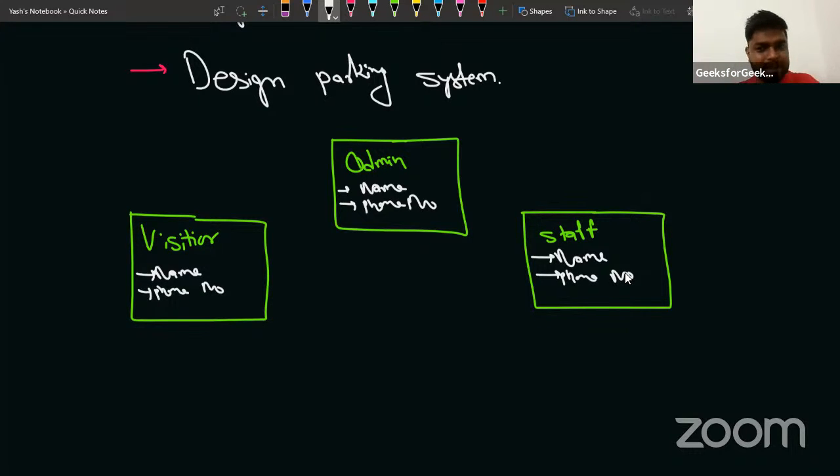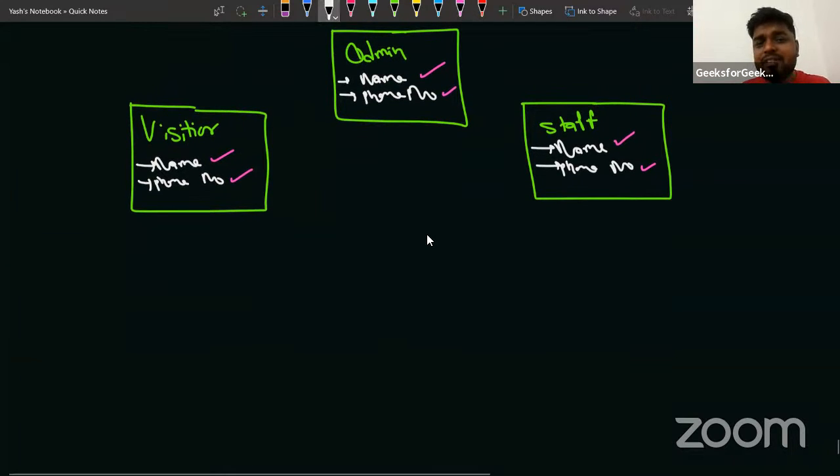If I'm talking about designing a parking lot system, don't you think that a lot of code is being repeated? Because I am using the name variable in visitor class, in admin class, as well as in staff class. I'm using phone number in visitor, in admin, and for staff as well. So how can we handle this situation? We don't want to write repeated code.